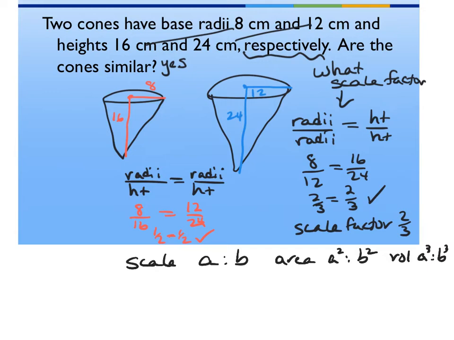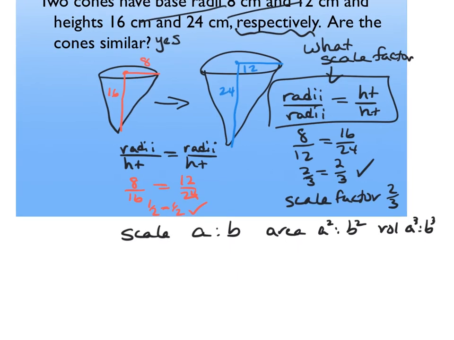Miss Corey, is the scale factor always radii over radii and height over height? Yes. You have to use that proportion or those ratios. Now, you also have to look to see how it's asking for it. So this would have said, from small to big, or it might have said from left to right, state the scale factor. If they would have said, what's the scale factor from the larger cone to the smaller, then it would be 3 to 2.